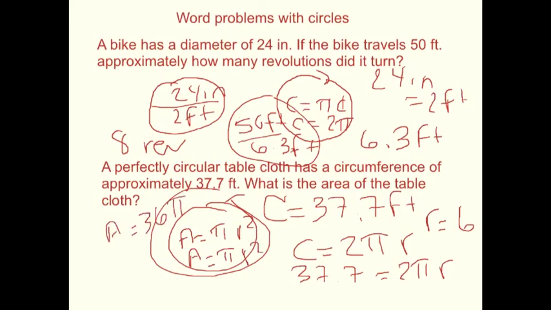And now I just have to multiply 36 by pi on my calculator, and I have the area of my tablecloth. So it looks like the area of my tablecloth is approximately 113.1, and they're feet squared, because area is feet squared, or inches squared, some sort of square unit.